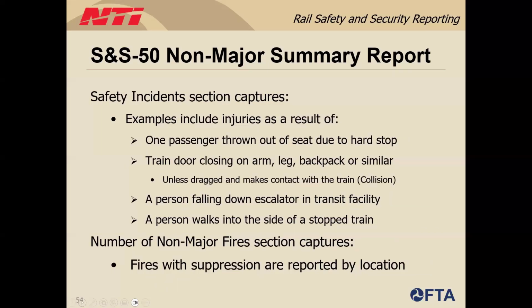Okay, so here are several examples of injuries reported on the SNS 50 in the safety section. A passenger thrown out of their seat due to a vehicular maneuver, a train door closing on an arm, leg, backpack, or similar type situation, a person falling down an escalator in a transit facility, or a person who walks into the side of a stopped train. If the train is moving, then that would be reported as a collision.